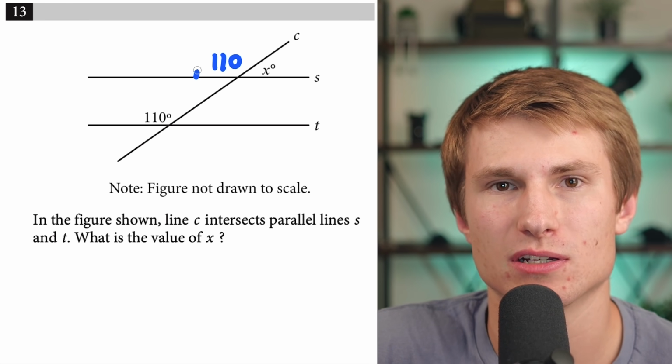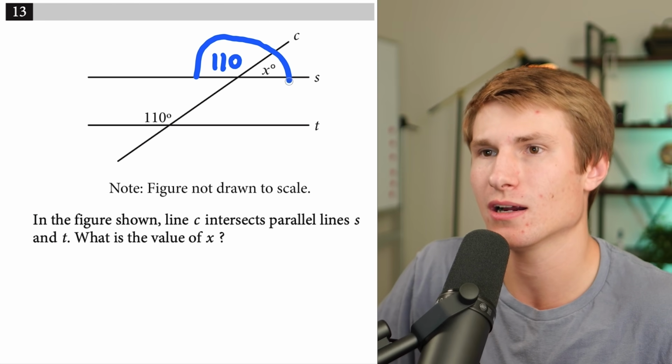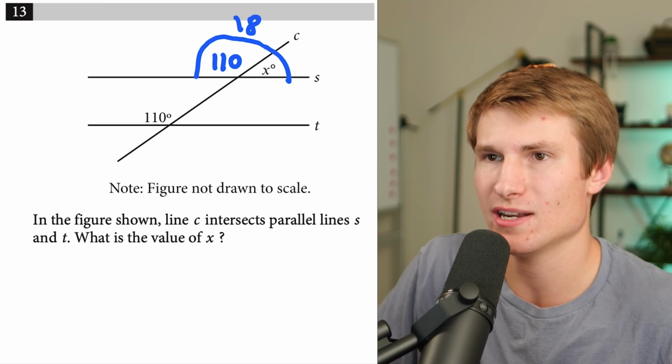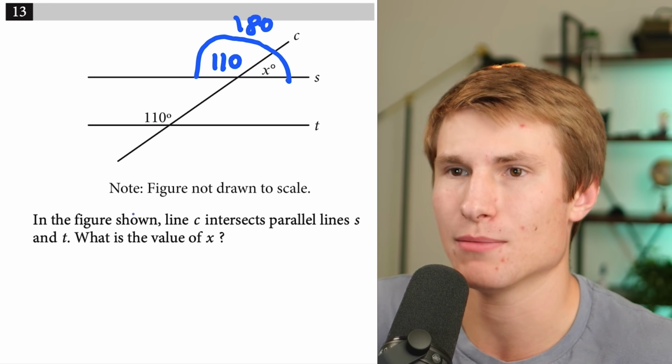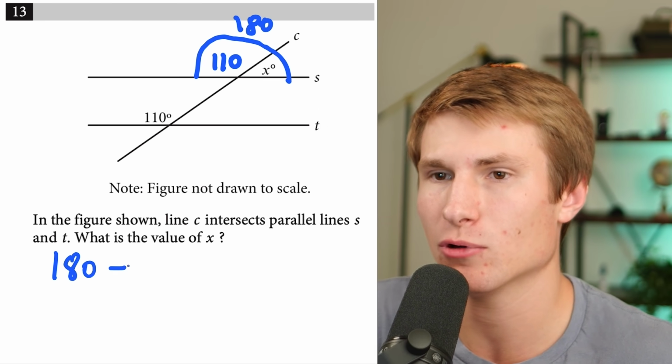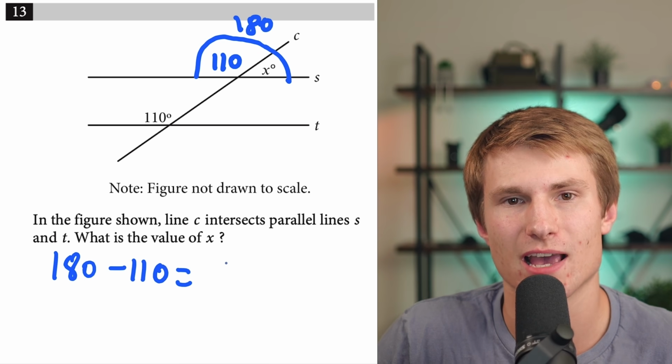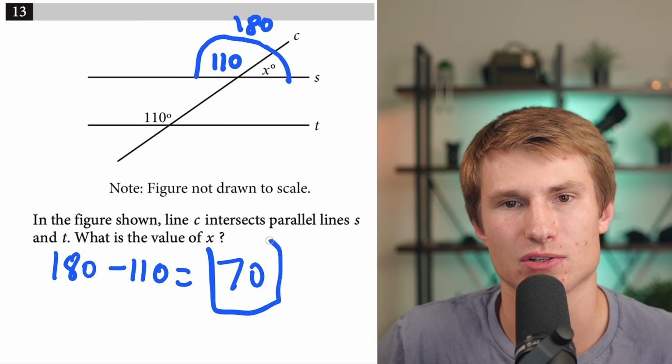The next thing that we can notice is that since we have this straight line here, that has to sum to 180. So we can go ahead and do 180 minus 110, and that will give us our answer for the value of X as 70 degrees. So our answer will be 70.